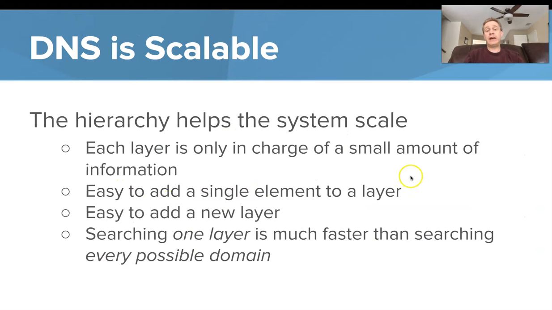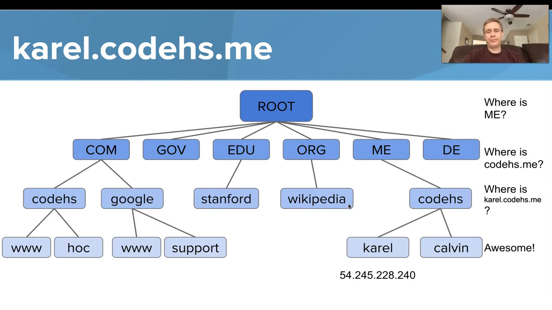And then it's easy to add a single element to any layer. And in addition, it's very easy to add a new layer. And again, this makes it really, really easy to find any particular IP address to a domain name on the internet, because you're not searching the entire internet, you're just breaking things down to quickly and easily find any IP address.